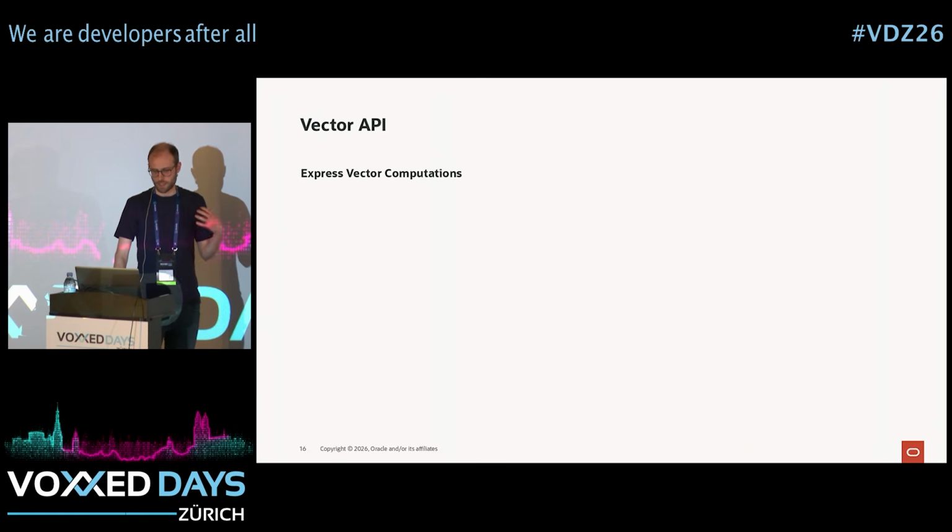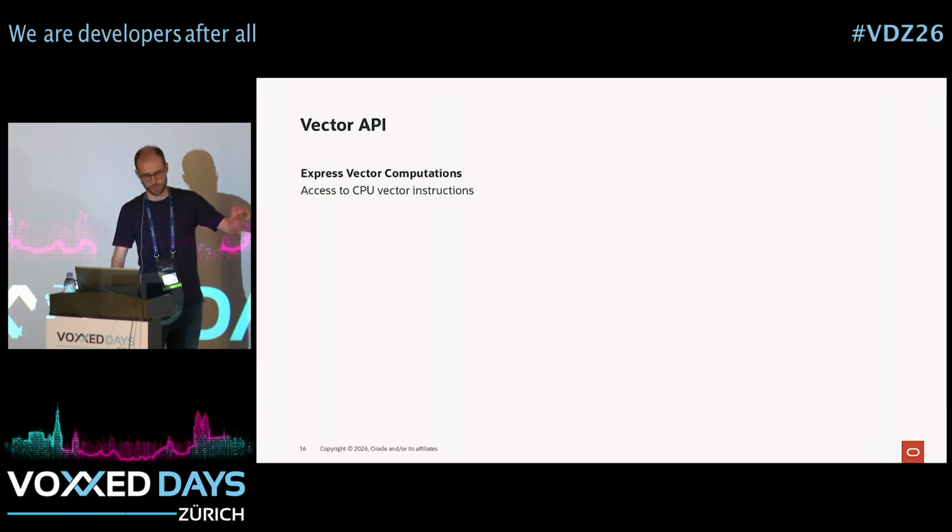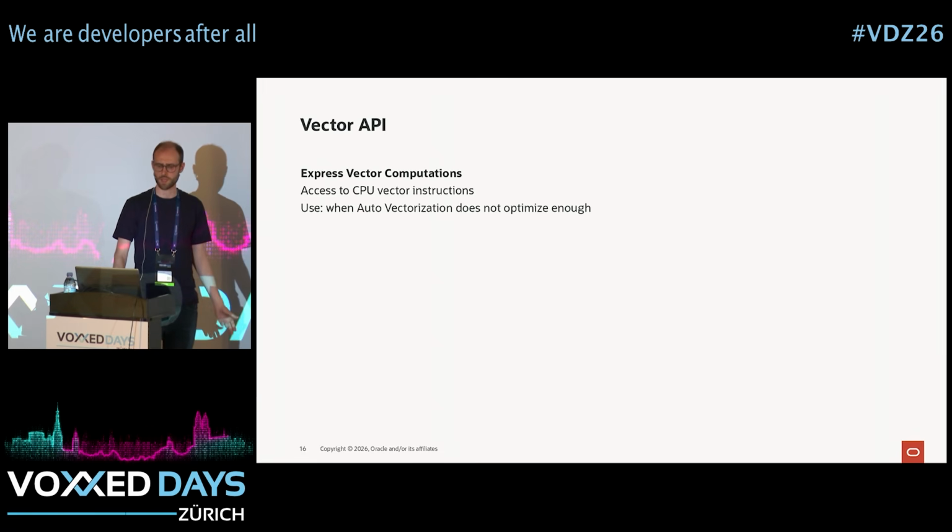So as I've said, it's all about expressing vector computations directly in Java so that you can have a bit of a guarantee to go directly down to the CPU's vector instructions and really make the best use of your CPU. And it's especially helpful if the auto-vectorizer doesn't yet match your pattern. So the goal is to give you this really sweet, nice, and concise API that's portable, like Java is portable. So write it once, run it anywhere, at least in theory.